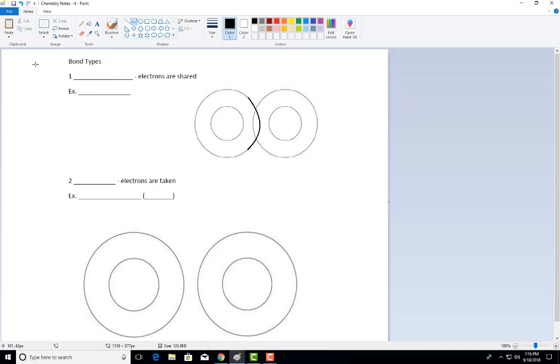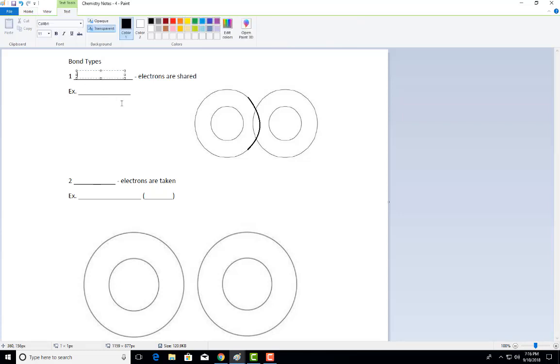Okay, so as we talk a little bit more about electrons and how they interact with each other, one of the things we'll talk about is the type of bonds that they could make. And so here we have two different types of bonds, examples that we're going to talk about. And the first one we're going to do is a bond type in which electrons are shared.